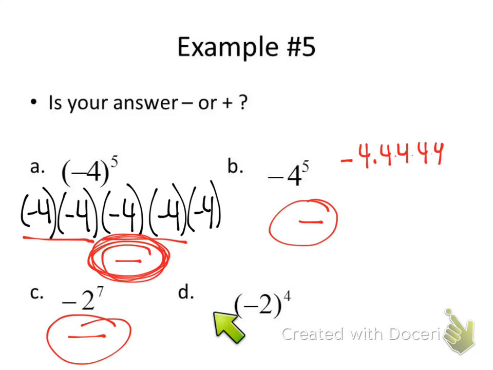All right, what about D? D's kind of the oddball here. Is this negative 2, 4 times, or is it 2, 4 times, then you make it negative?